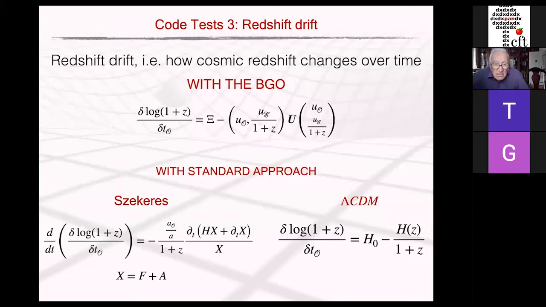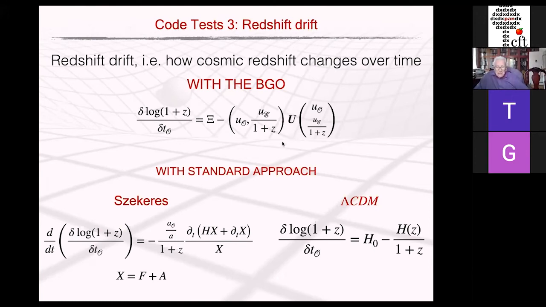One of the advantages of the BGO is that they provide a unified framework to calculate many observables within the same formalism. And here I will show you how it is possible to calculate the redshift drift with the BGO. When we use the BGO, we have an analytic general formula to calculate the redshift drift, and the BGO are contained in this capital U matrix, which is a block matrix where the blocks are combinations of the BGOs.